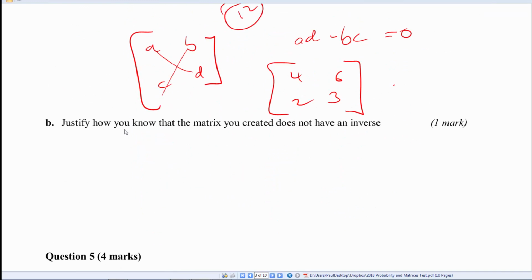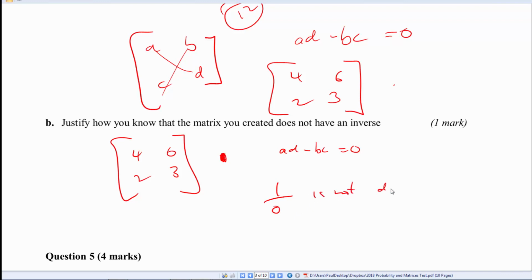Well, let's inverse it. Okay, so we've got 4, 2, 6, 3, and what we're going to do is, I'm not going to put the equal sign, let's not do that. AD take BC equals 0, and 1 over 0 is not defined, therefore singular.